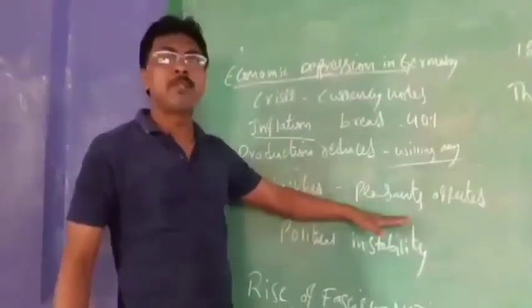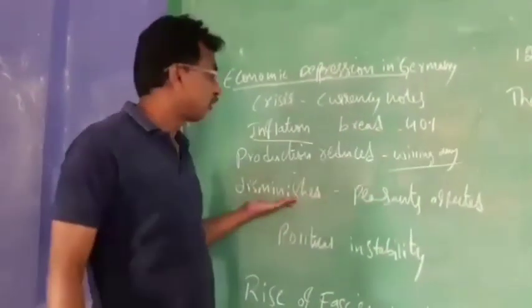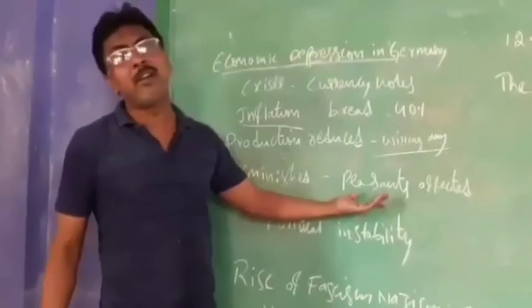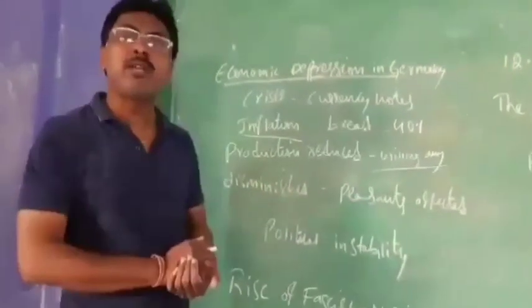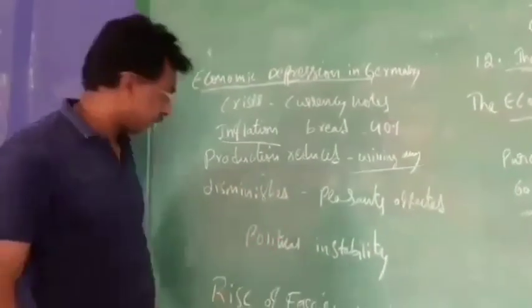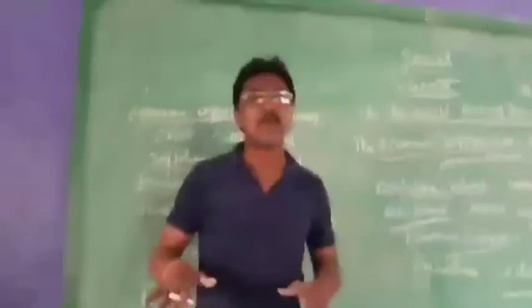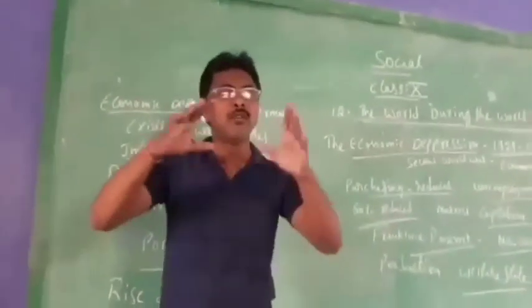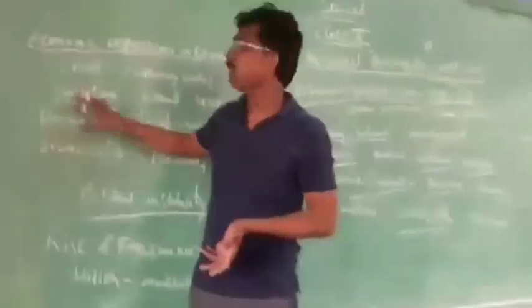The same economic depression. What is economic depression? Government employees were removed. Peasants were affected a lot because their goods were not moving in the market. Industries had losses, and there was political instability, meaning the government kept quitting. So these many problems were happening.